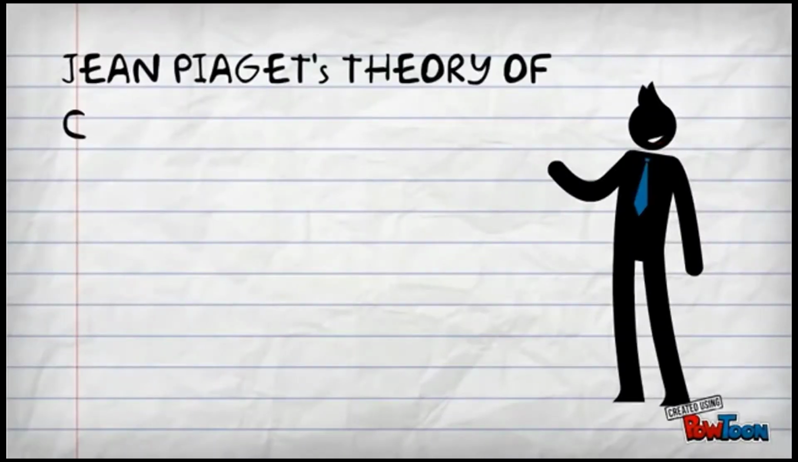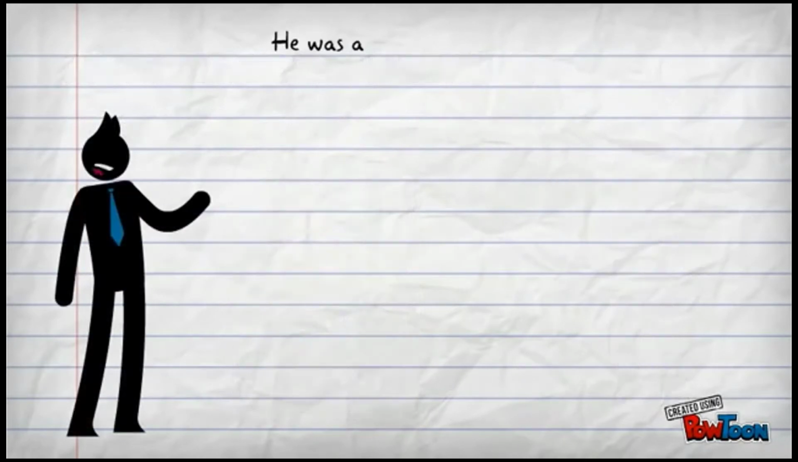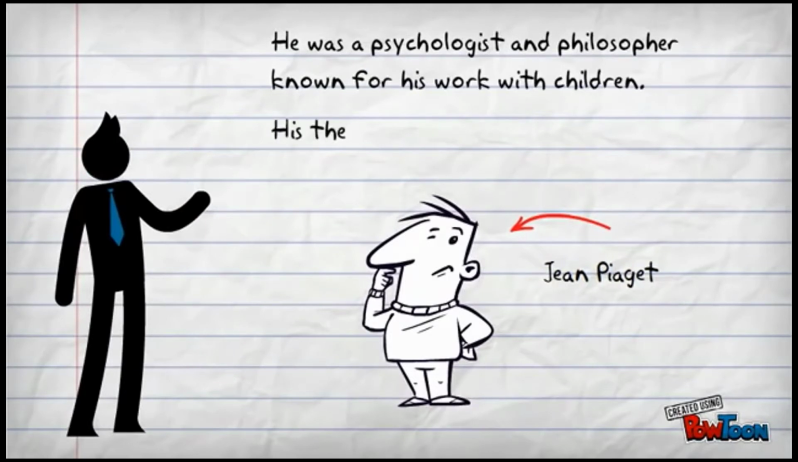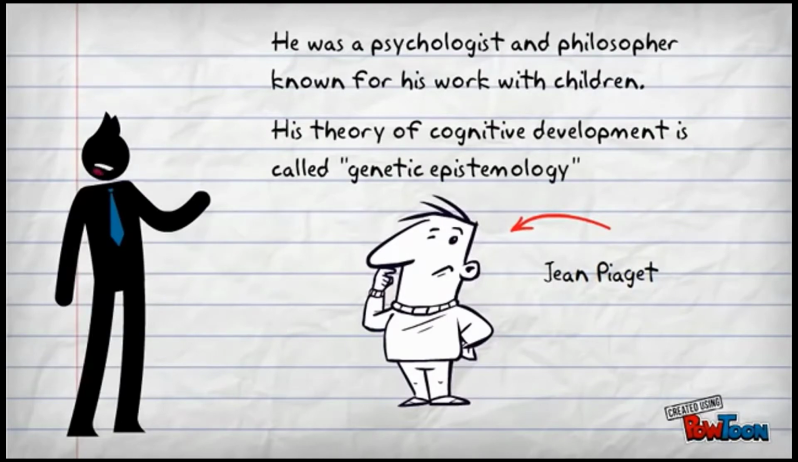Today we will learn about Piaget's theory of cognitive development. He was a psychologist and philosopher known for his work with children. His theory of cognitive development is called genetic epistemology, which can be identified by 4 different stages.